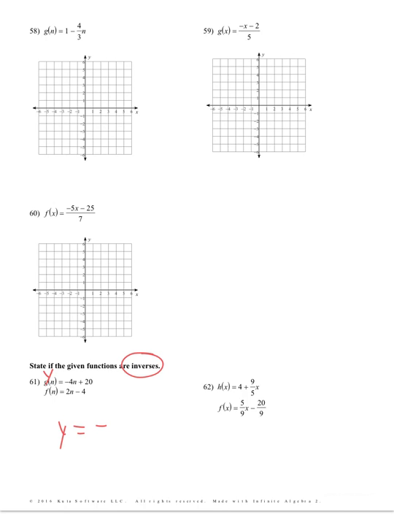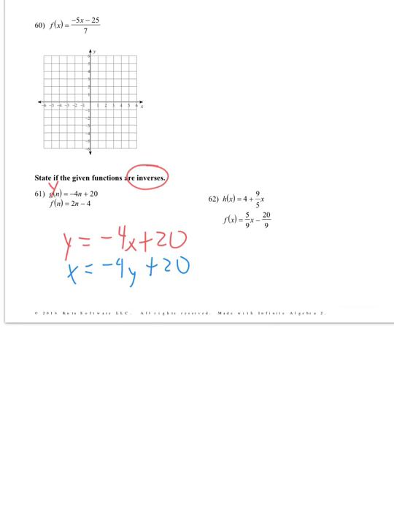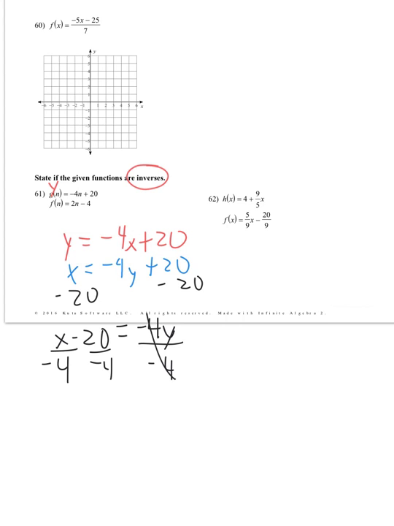So if this is y, I'm going to think of this first one as y equals negative 4x plus 20. Okay, so I'm going to change it to y and x. And so if I switched x and y, it'd be x equals negative 4y plus 20. So if I go down here and I start solving for y, I would minus 20. So x minus 20 equals negative 4y. I divide by negative 4, divide by negative 4, divide by negative 4. So I would get negative 1/4 x plus 5, negative over negative there, is equal to y.